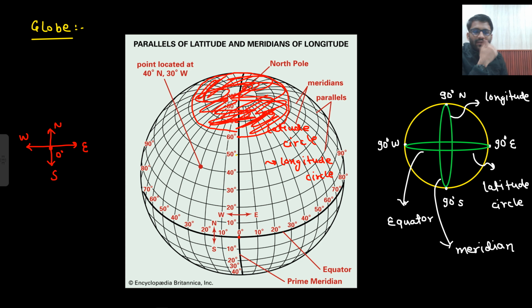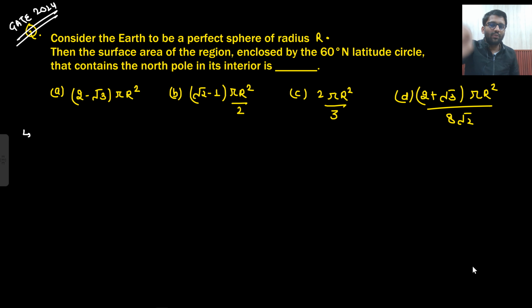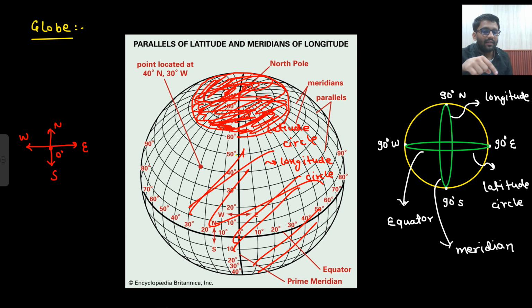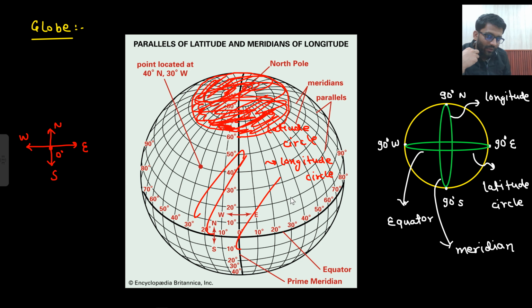Are you getting this point? Did you understand this point? What are they asking? They are asking about this area. The 60 degree north latitude circle which is containing the North Pole in its interior. If they had said containing the South Pole in its interior, that means the downward area they are talking about. Containing the North Pole, that means this area they are talking about.